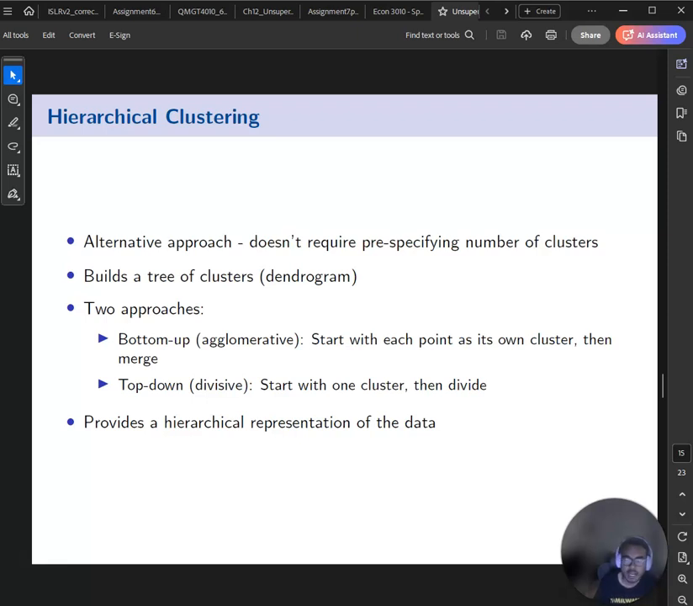What makes hierarchical clustering particularly useful is that it provides a hierarchical representation of the data. We can see not just the final clusters, but the entire process of how they form and relate to each other. This gives us a richer view of the structure in our data as compared to just a flat clustering method like k-means.